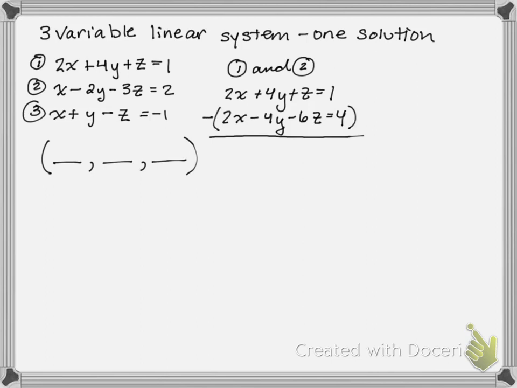x. Therefore, we have 2x minus x is 0x, and then we have 4y minus a negative y, don't forget to subtract still, minus a negative y will give me 8y, and z minus a negative 6z will give me 7z, and then 1 minus 4 is negative 3. Now, I've used equation 1 and equation 2, so I have to use equation 3 in the next pair.